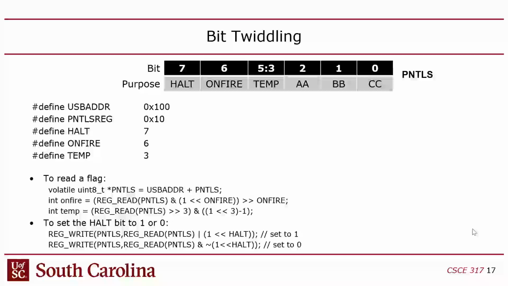It's a circuit, and it has a starting address, and then that starting address may have multiple control registers, which then have offsets. Okay, so then what you'll do is declare a pointer, which is PNTLS, right? And that's going to be the USB address plus the offset. So this is the effective address of that register.